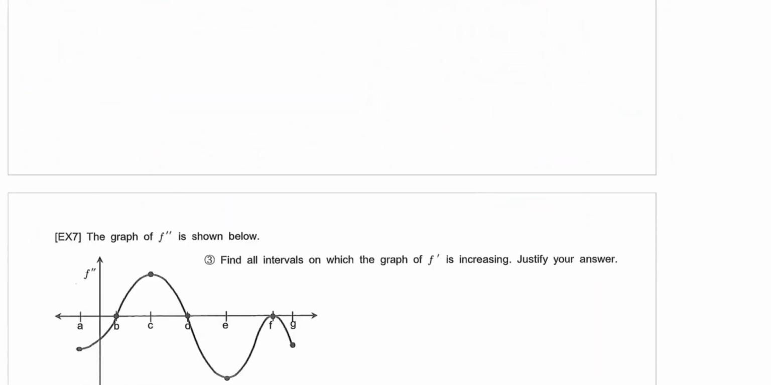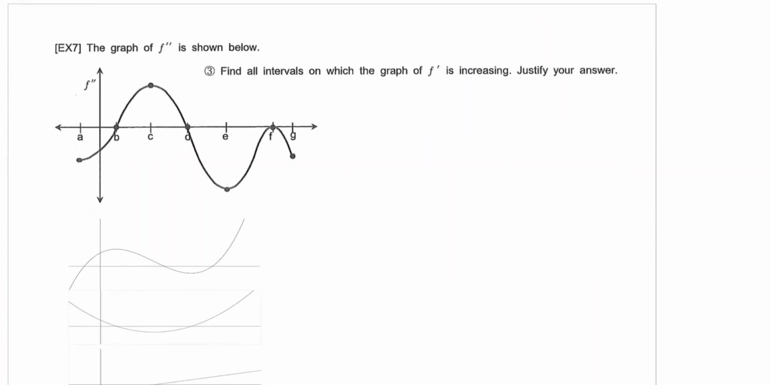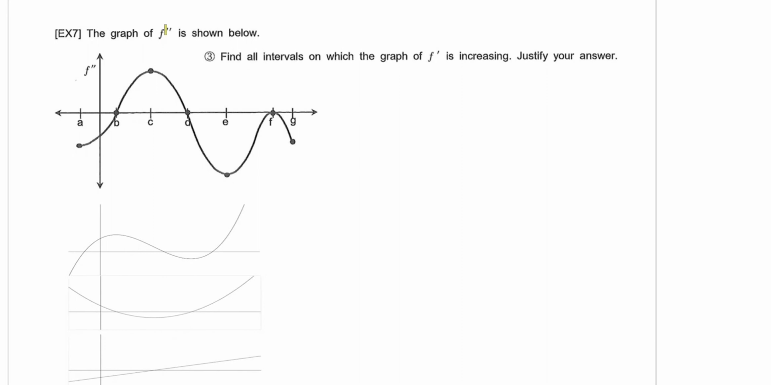Okay, let's move on to the next question here. Question number 3 is very similar to question number 2. So once again, I'm given the second derivative, and I want to find all intervals where the first derivative is increasing. So when does it have a positive slope, and I need to justify my answer.